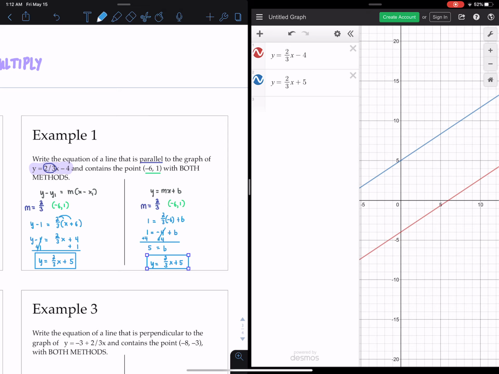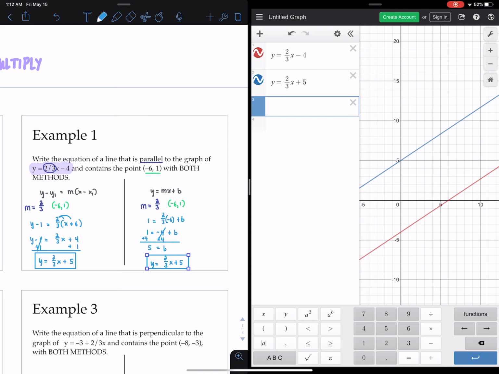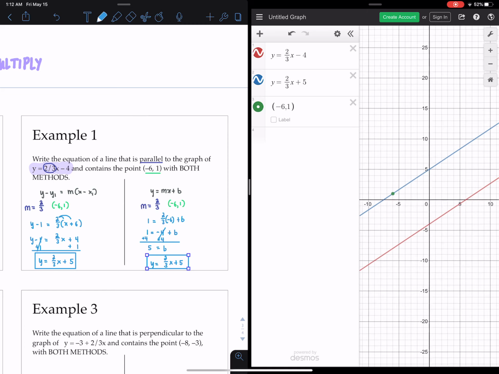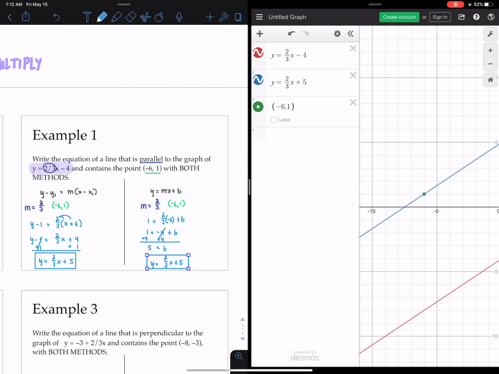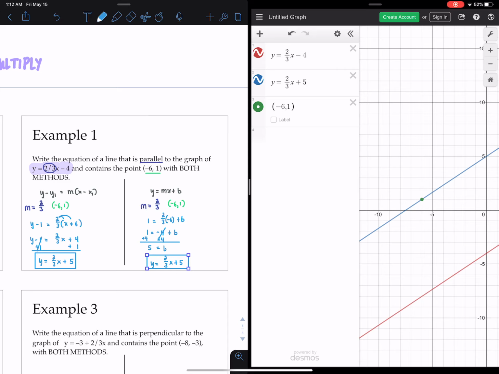And we want to know if our blue line passes through the correct point, which would be negative 6, 1. And if we take a look at our blue line, you can see it passes right through that point at negative 6, 1. Which means we can be 100% certain that we have the correct graph because we have parallel lines and our line passes through the point negative 6, 1.